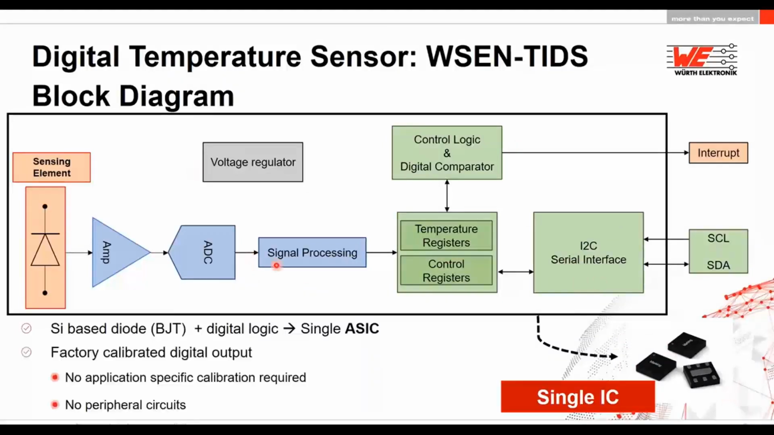This whole sensor is fully factory calibrated, so no application specific calibration is required from the user side. On the other hand, you also don't need any peripheral circuits that you usually need for some of the analog sensors. For example, you need a separate amplifier, separate digital converter, or some filters. Here, that requirement is not needed, and that makes your end application circuit design much simpler.